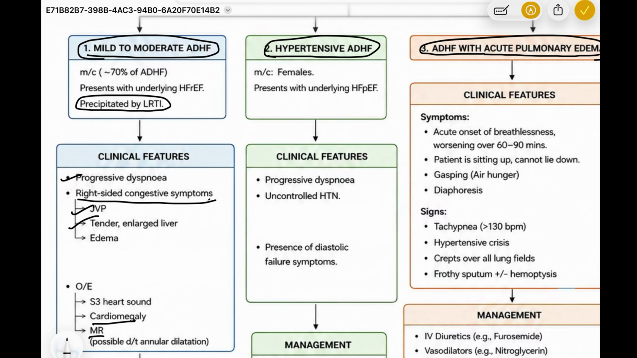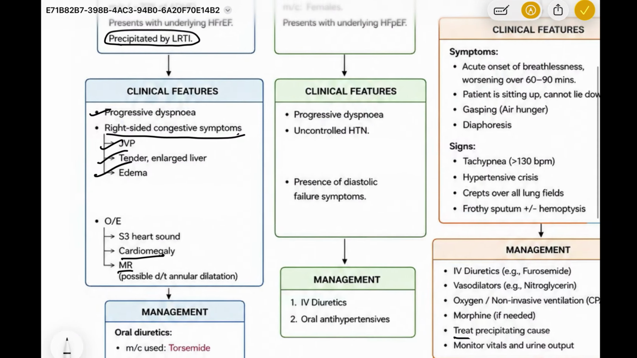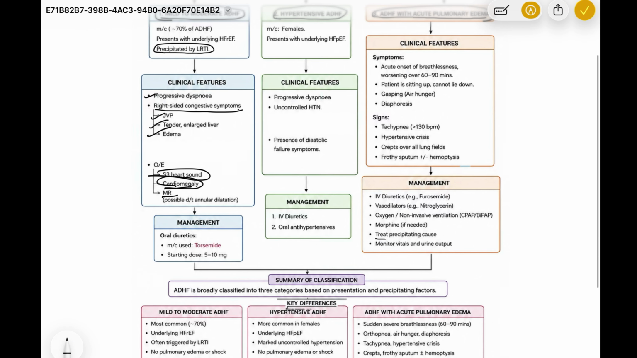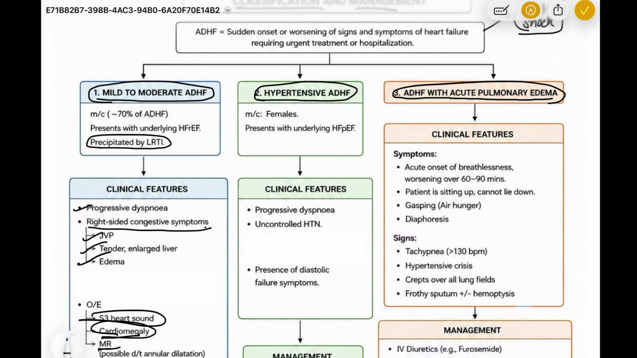raised JVP, tender enlarged liver, and edema. On examination, we can get cardiomegaly, MR, and an S3 sound, right? What about the management? Usually we start this patient on symptomatic treatment like torsemide at a dose of 5 to 10 mg, right? Let's talk about the hypertensive ADHF.